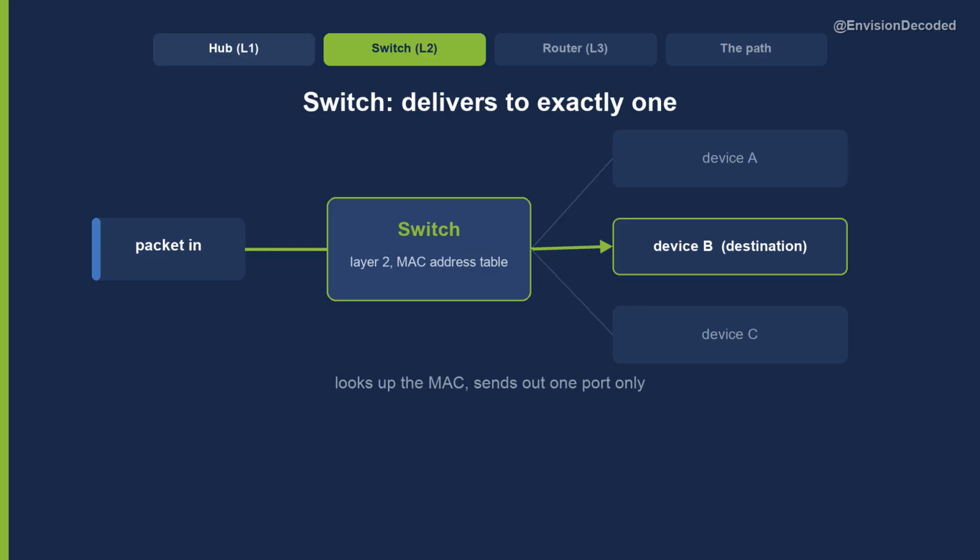Now the switch, layer 2, data link. A switch learns which MAC address lives on which port and keeps that in its MAC address table. When a frame arrives, the switch looks up the destination MAC and sends it out of exactly one port, only to the intended device. Private, efficient, full bandwidth per port. This is the box that connects the devices inside your network.